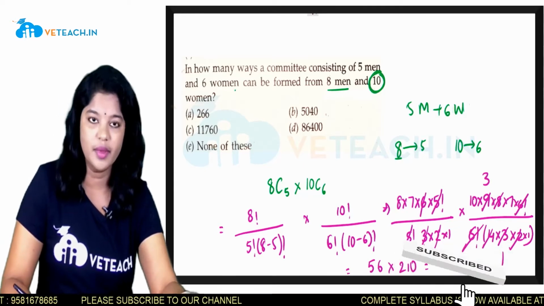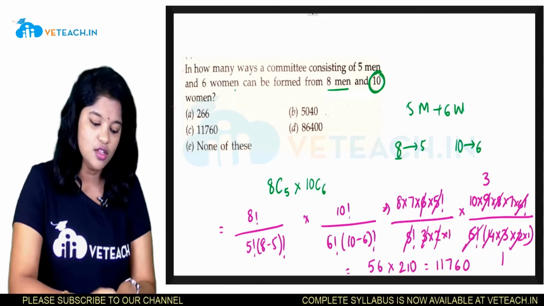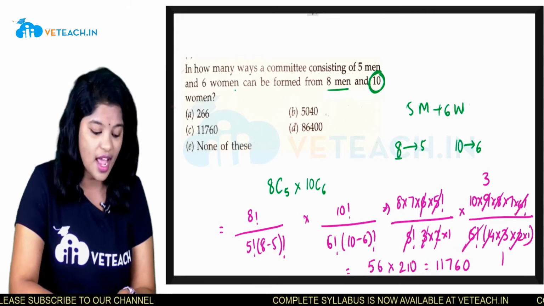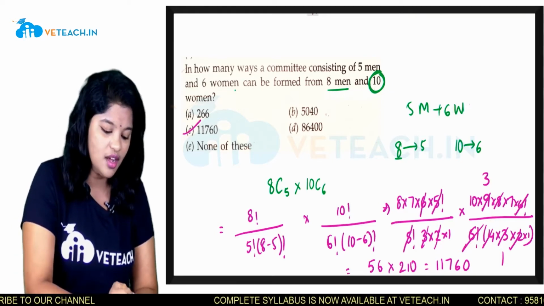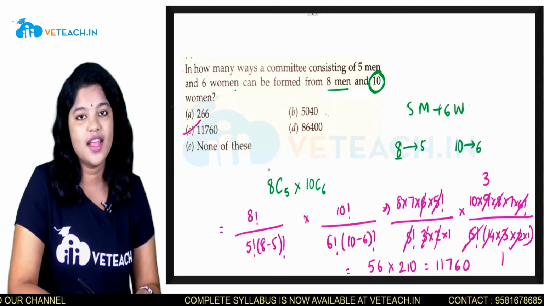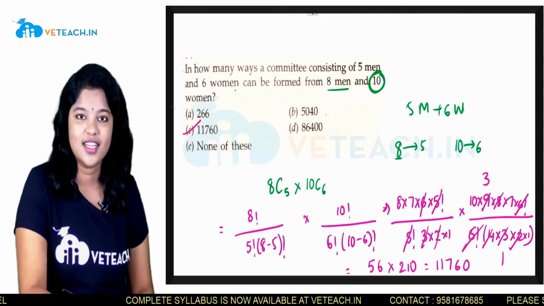So, the answer will be 11760 ways. So, we can select 5 men and 6 women from 8 men and 10 women in 11,760 ways. So, option C is our correct answer.